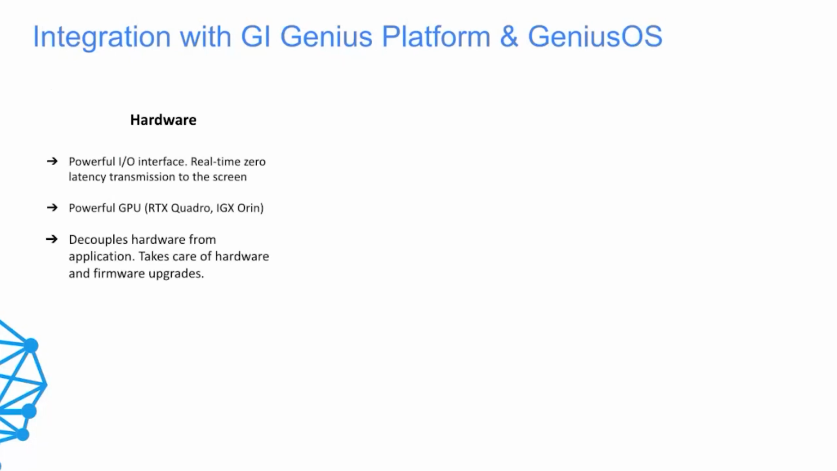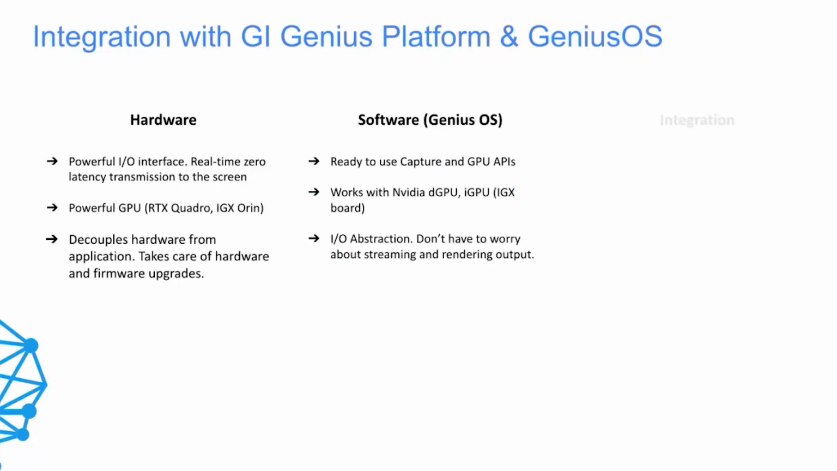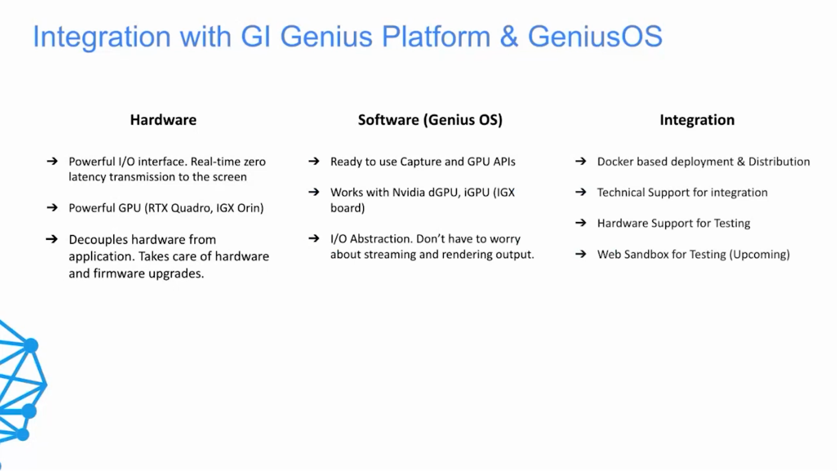So just to summarize the GI Genius and the Genius OS platform integration, it provides a great abstraction. It has a powerful I/O interface and real-time zero latency transmission to the screen. It features powerful GPUs. Right now, it has RTX Quadro, but we have tested on the IGX Orin developer kit as well, which is coming up next.